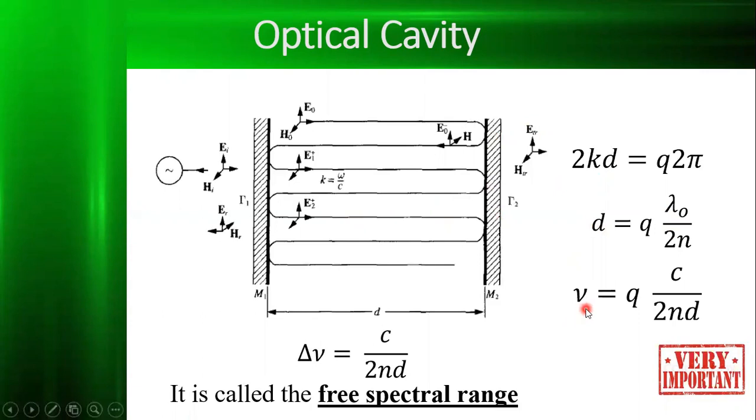Then we define the frequency term, nu. We use the same equation, where nu equals q times c, the speed of light, over 2nd, where n is the refractive index of the material used inside the cavity. From here, we determine what's called the free spectral range, which is the distance between any two successive frequencies. If you put first q equals 1, you will have the first resonance at c over 2nd. If you put q equals 2, you have 2c over 2nd. Then the distance between these two frequencies is basically the free spectral range, or delta nu, which is equal to c over 2nd.